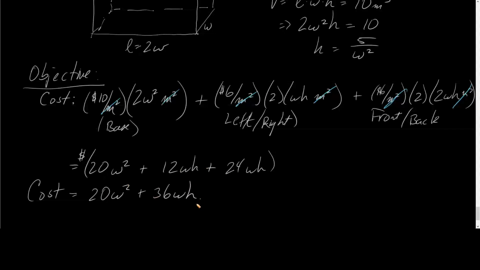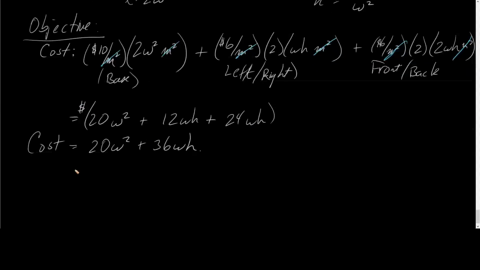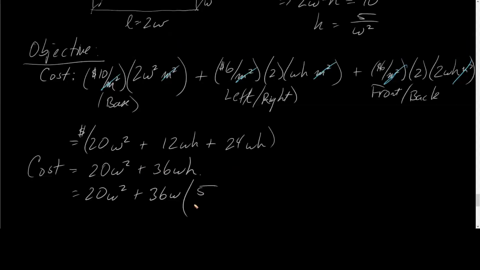Now, at this point, we have the cost in terms of two variables, W and H. But I know what H is. From our constraint, H is 5 over W squared. So what we're going to say now is that this becomes 20 W squared plus 36 W times 5 over W squared. So that gives us, well, let's simplify that a little bit. Well, I'll go on the next slide.